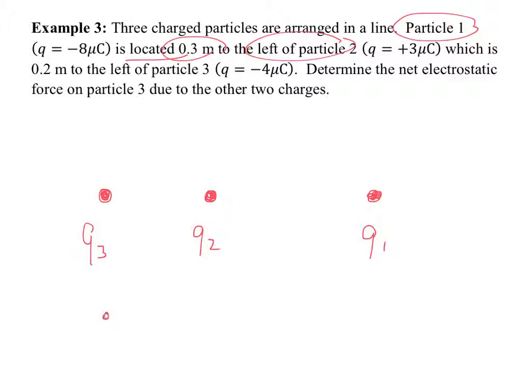Okay, so this is what I'm seeing. Particle 1 is 0.3 meters to the left of particle 2. See what I'm saying, Paul? And then finally it says, and so particle 2, which is located 0.2 meters to the left of particle 3. So that's what you should see as a result here.